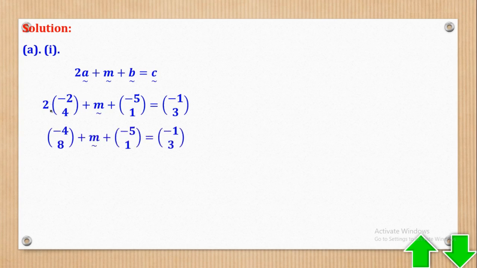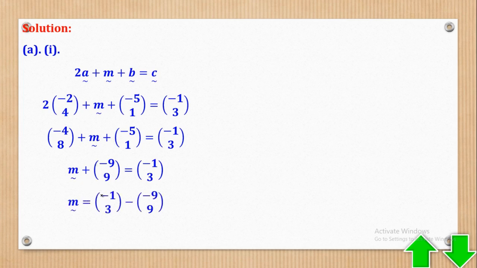So scalar multiplication, this with each entry inside here, we shall come up with negative 4, 8. Then addition, this with this vector, so negative 4 plus negative 5 is negative 9, 8 plus 1 is positive 9. The next is to take this one this side to come up with this, and when I subtract, I'll come up with vector m being equal to 8, negative 6.